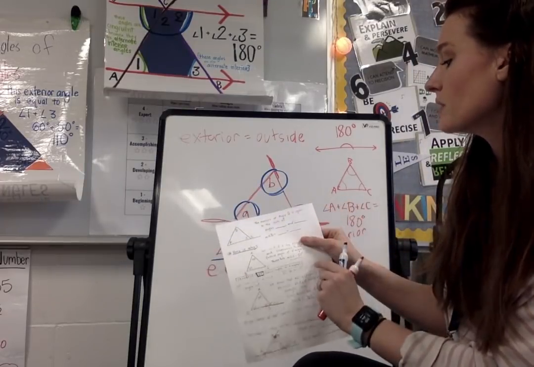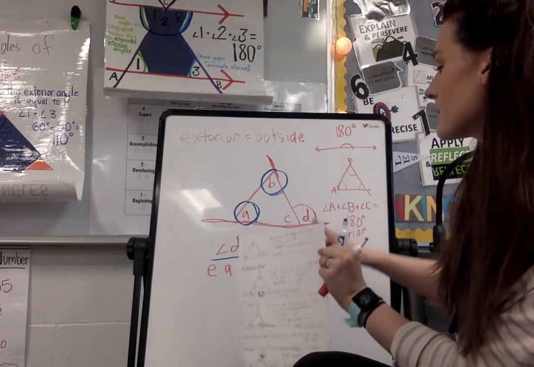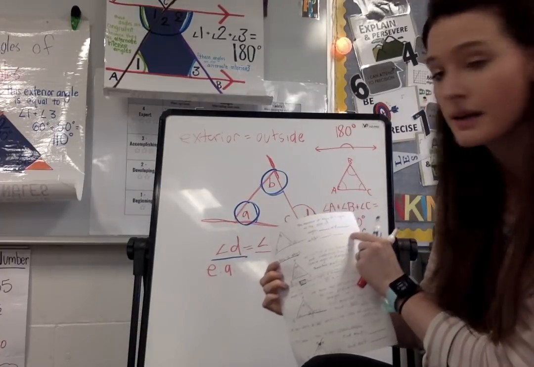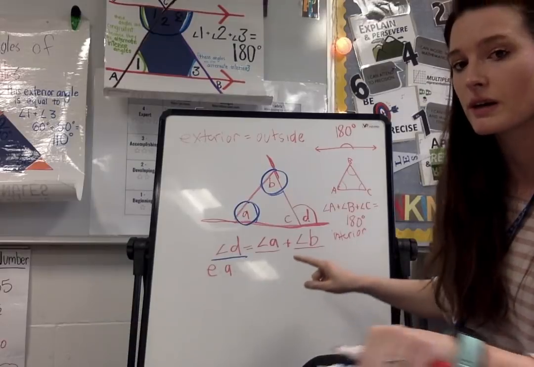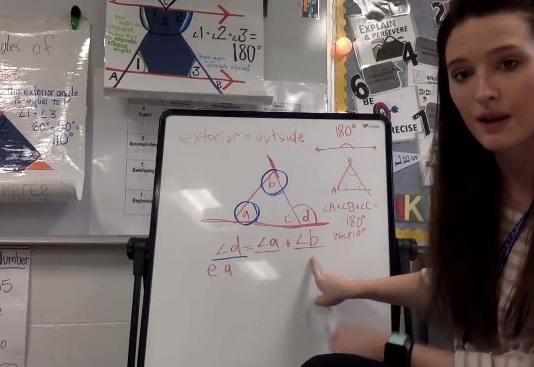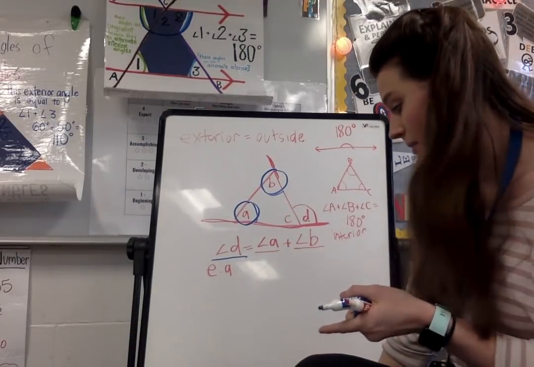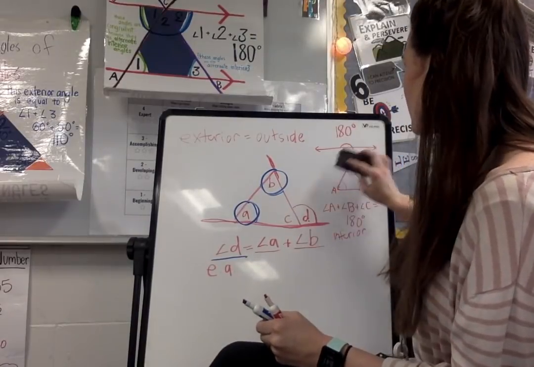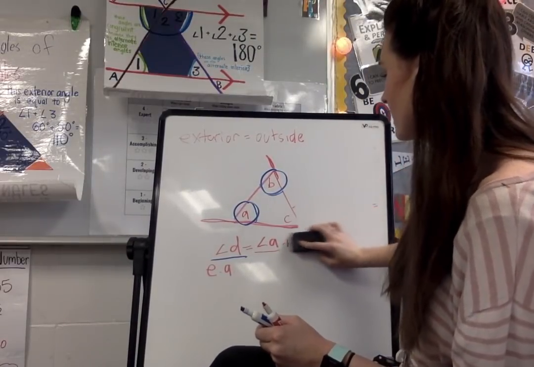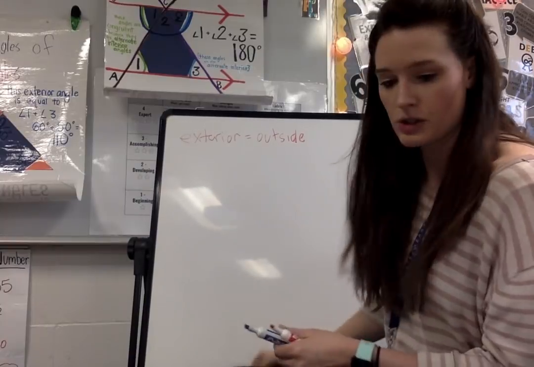Again, the measure of angle D is equal to the sum of angles A and B. So we can say that the measure of angle D is equal to A plus B. We're going to talk about why. If we just had a normal triangle, I'm going to erase some of this stuff. I'm actually going to start over.